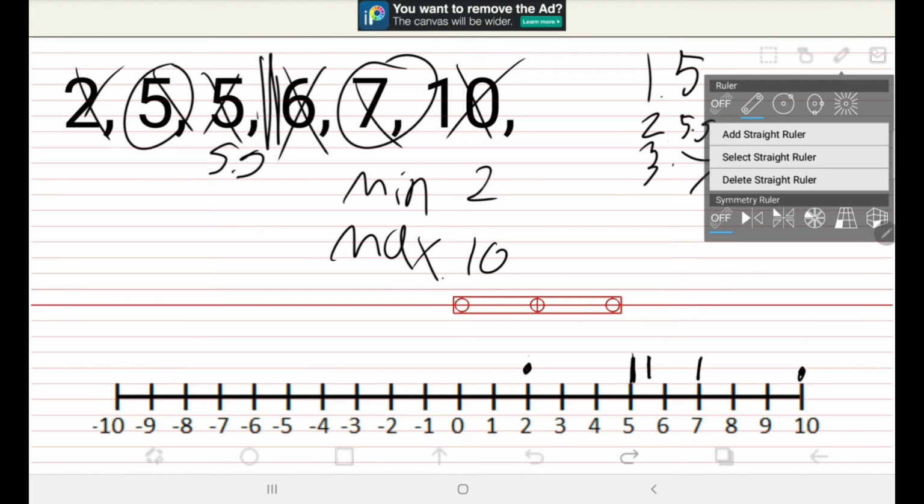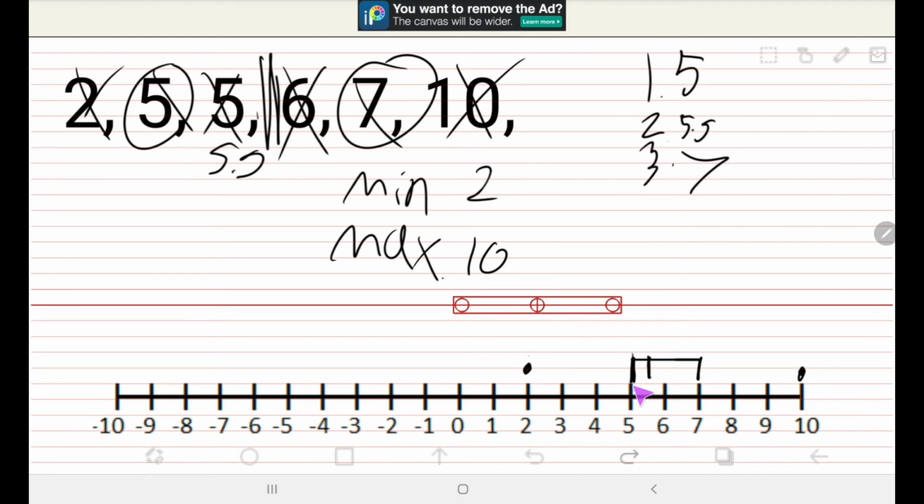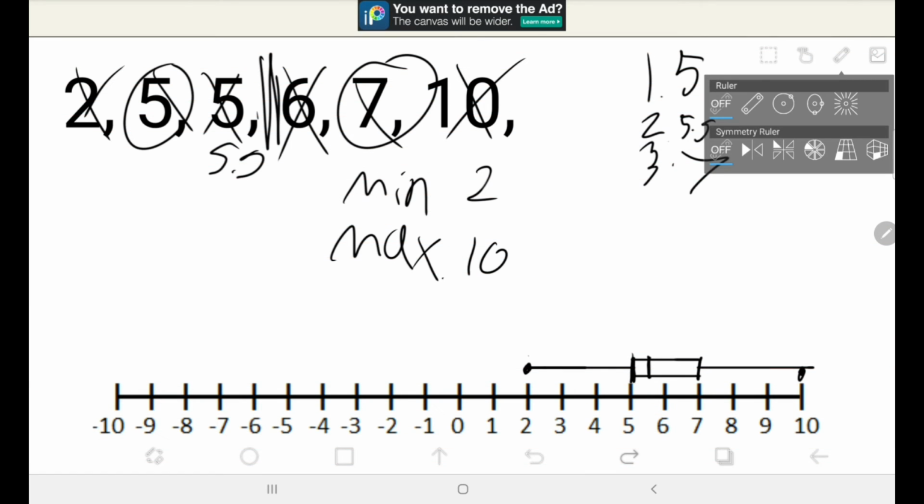And we'll make a box between our first and third quartile. There we go. It's not the neatest, but you get the point. Now we draw a line from our first quartile to our minimum, and the same from our third quartile to our max. And now we are done with our box plot.